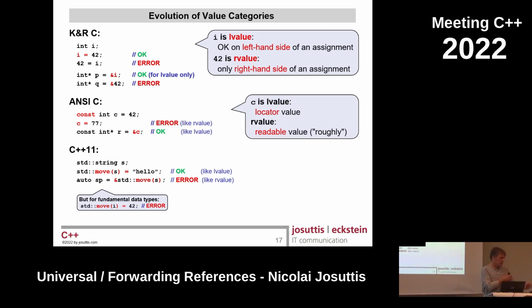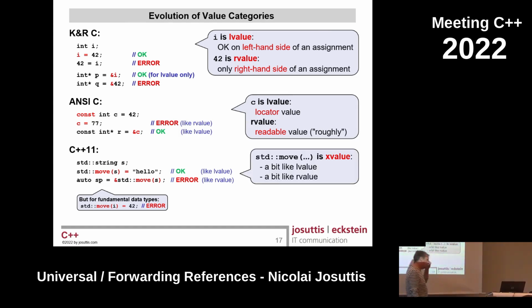Okay, so there are reasons for this answer. We don't have to explain that here, and I couldn't do that. There are reasons that we wanted to have this behavior. And the problem with that behavior now was, what is this? Is this an L value or an R value? If I mark S with move, what is the expression? And the answer was, let's come up with a new name. Let's call it X value, a new category.